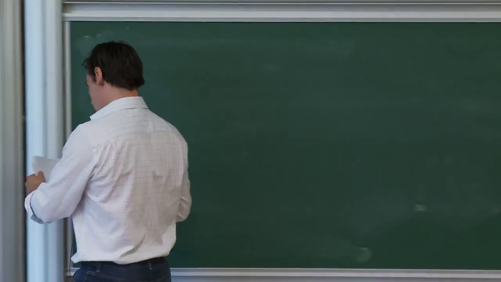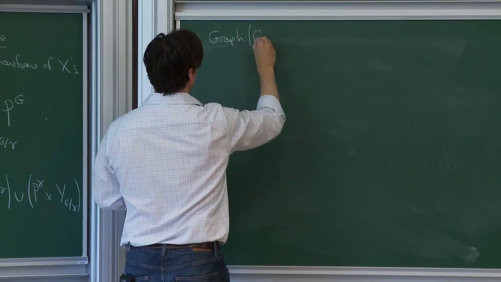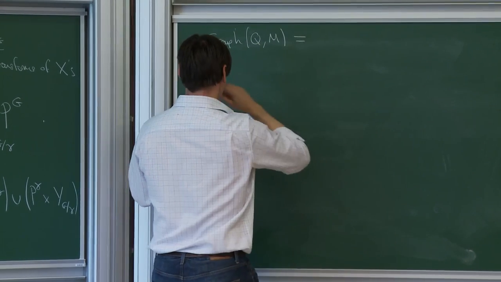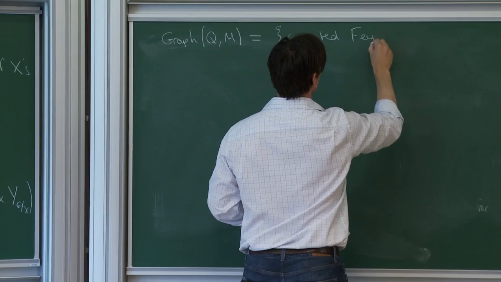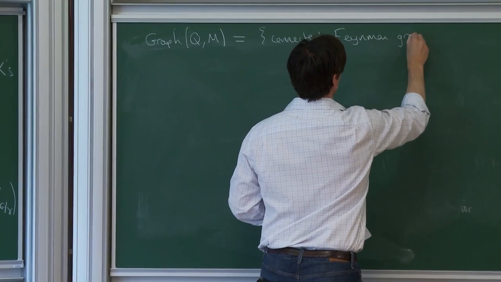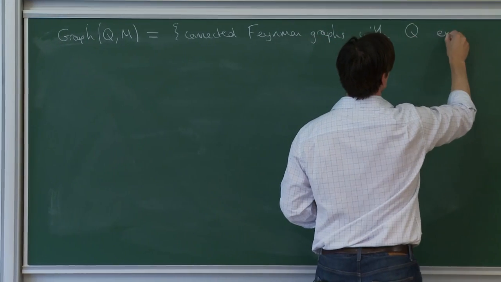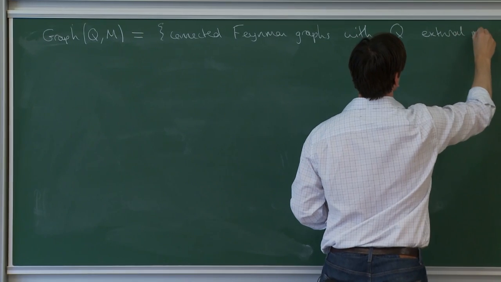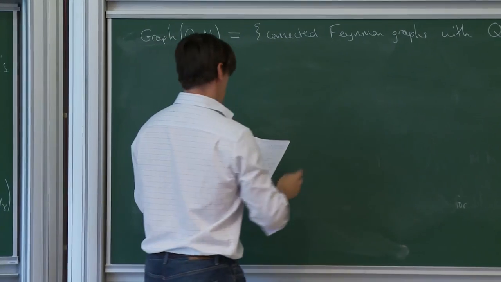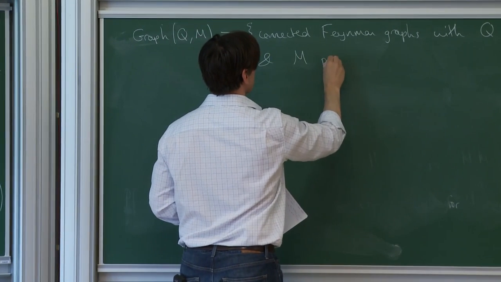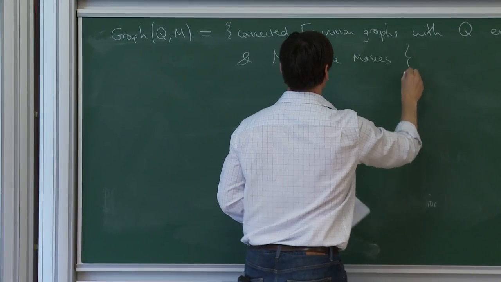Okay, so now finally the cosmic Galois group. So let Graph_{Q,M} be the set of connected Feynman graphs with Q external momenta. So we're going to fix the number of external momenta because this is what we observe, some particles coming in and some particles coming out. And in a theory with M possible masses. So these are the possible masses that particles are allowed to take.